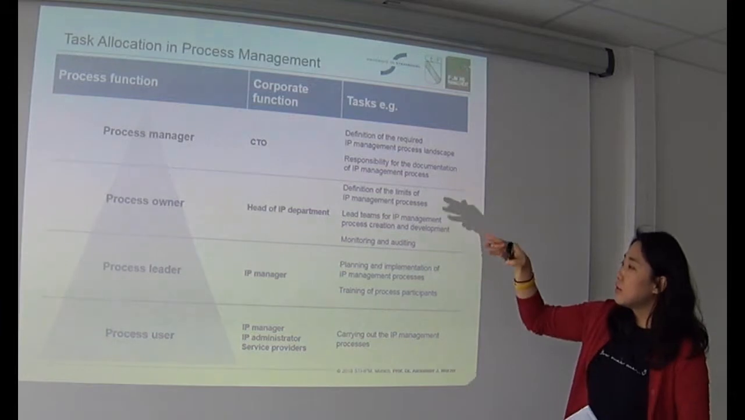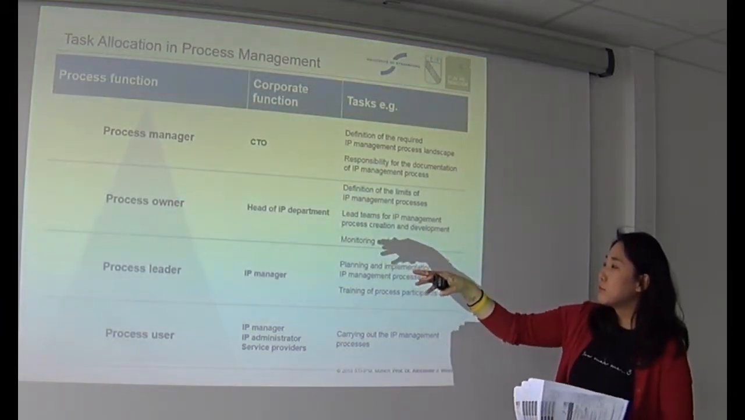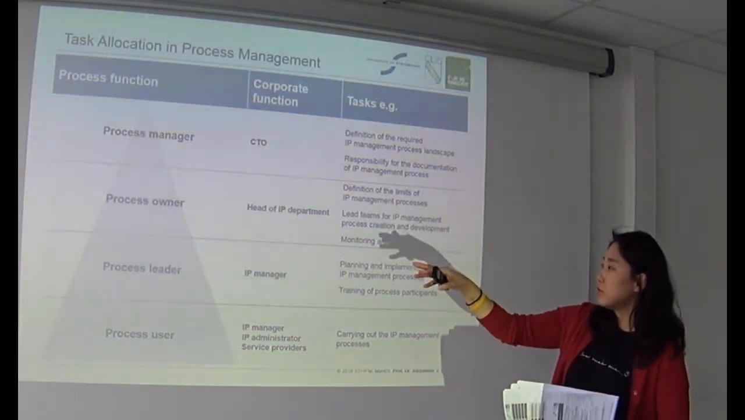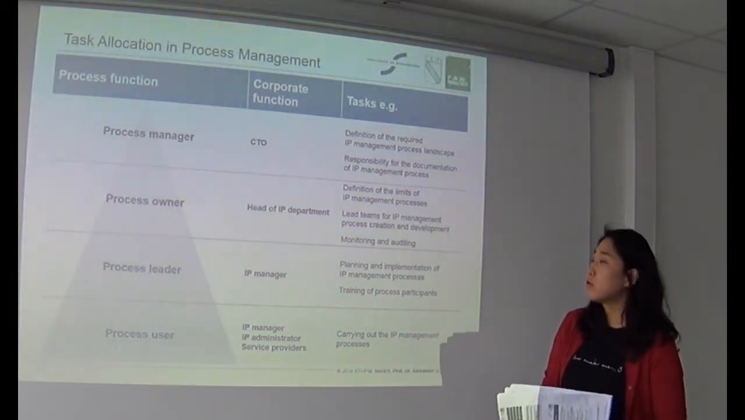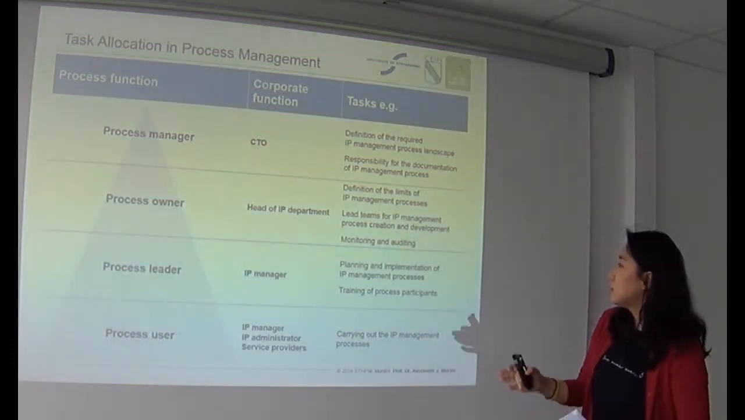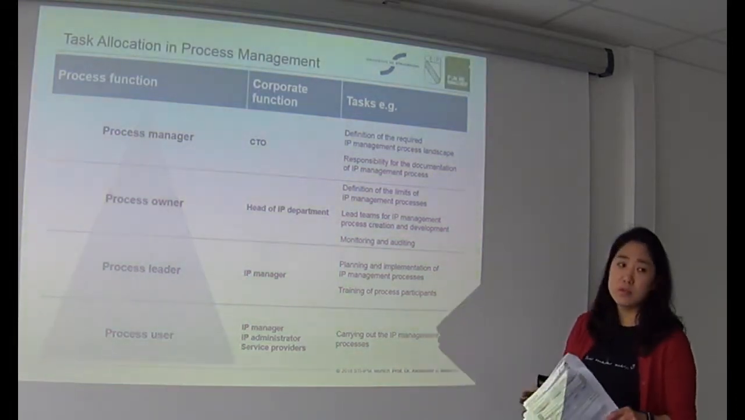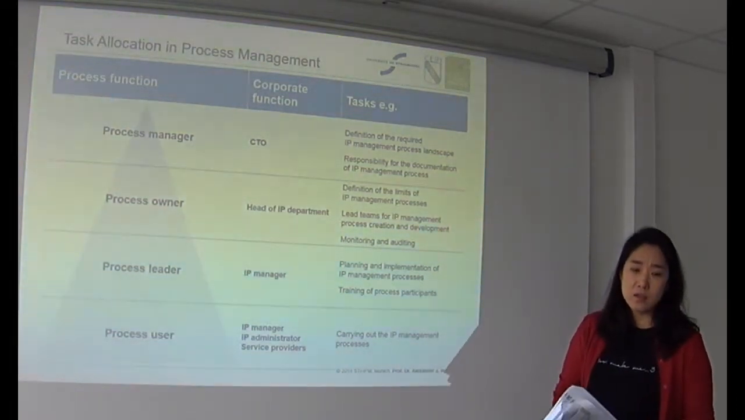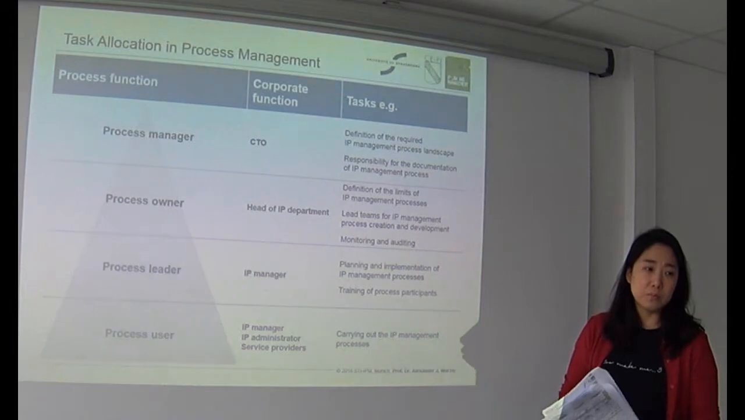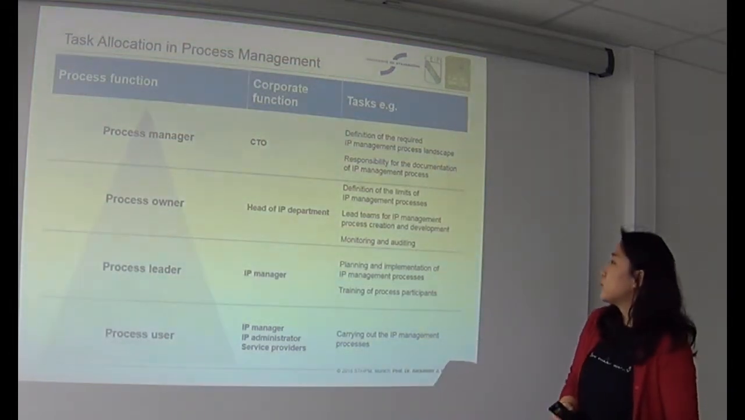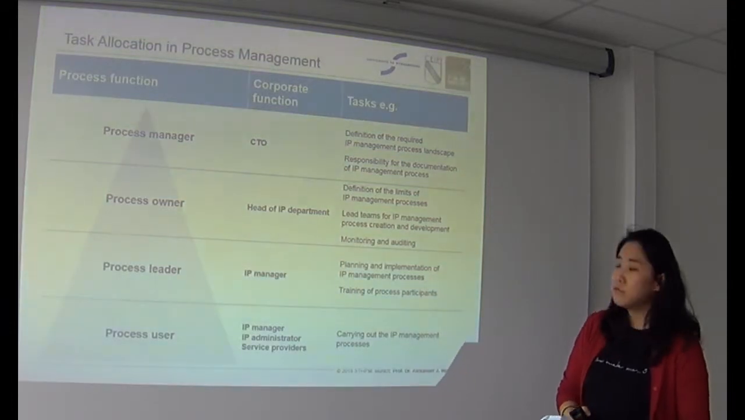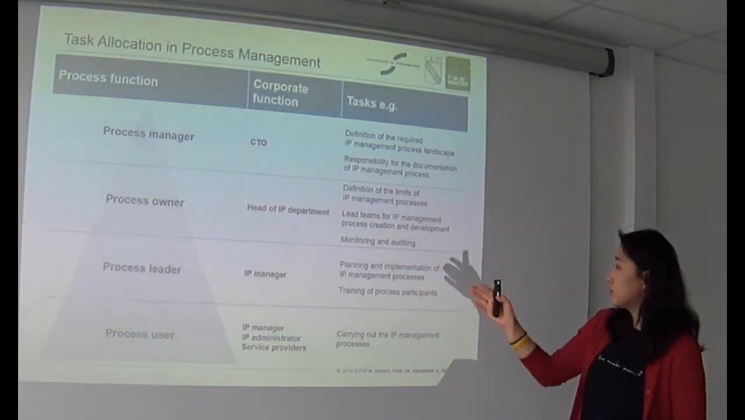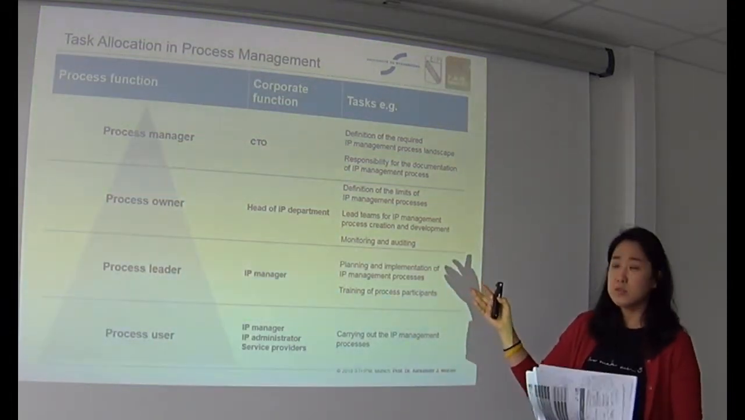The next person is the process owner. He will be the head of the IP department in the corporation. He is in charge of the whole process of evaluation, and also of how to improve the process. He also has responsibility for the monitoring and auditing of the process.